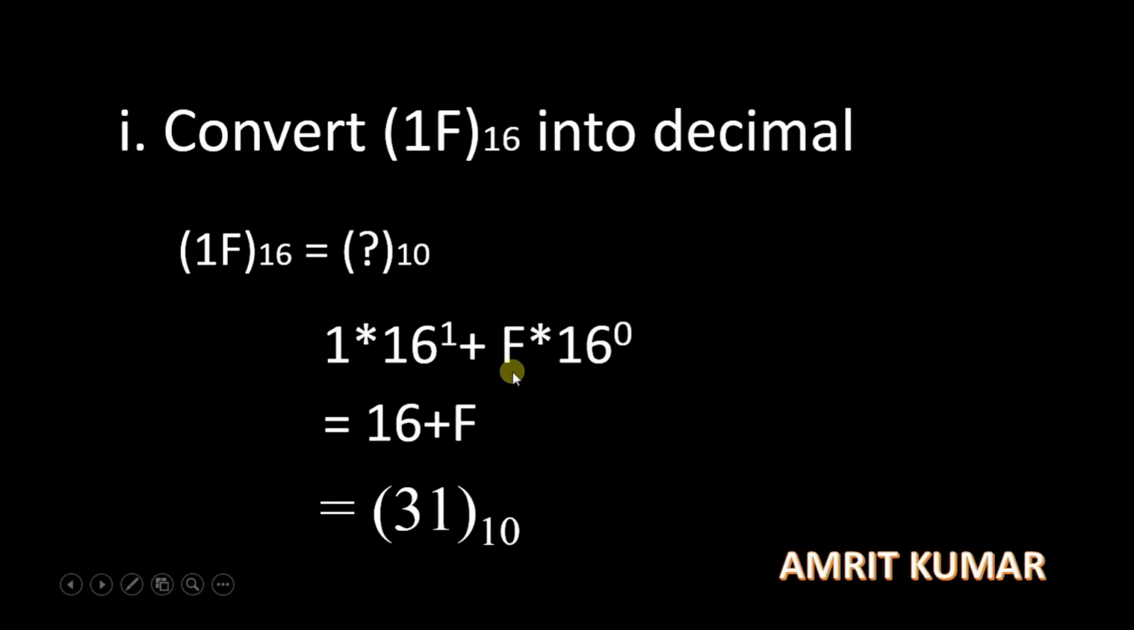So here I am multiplying f into the base of the hexadecimal number system, and we know that the base of the hexadecimal number system is 16, with the power being the index of this value, that is 0. After that I have to add this with the value at index 1 here.